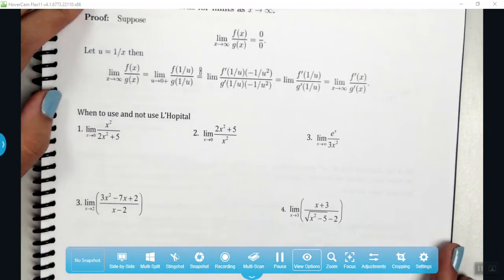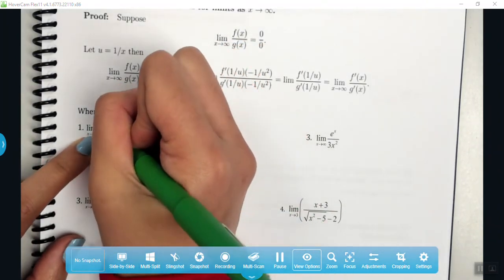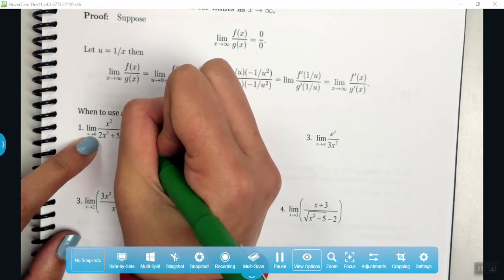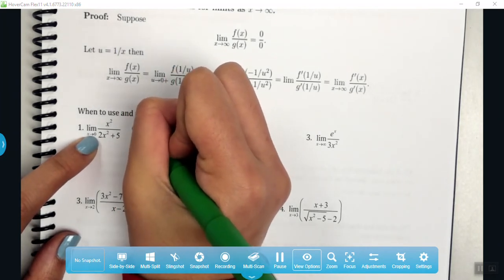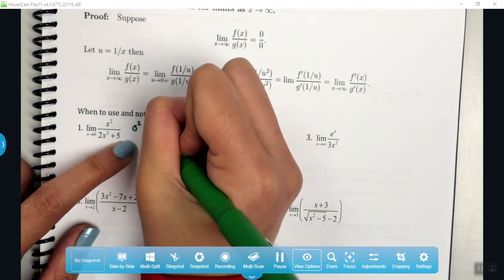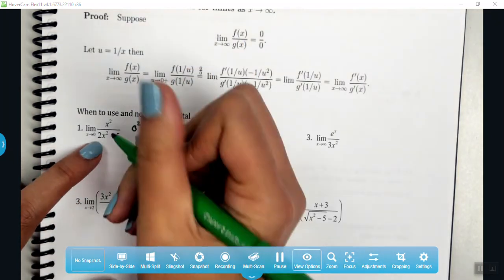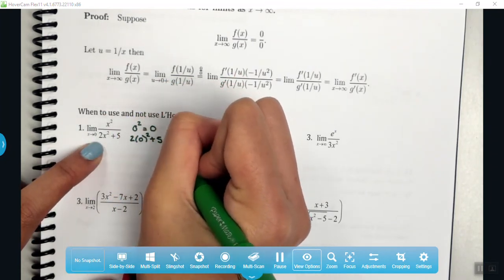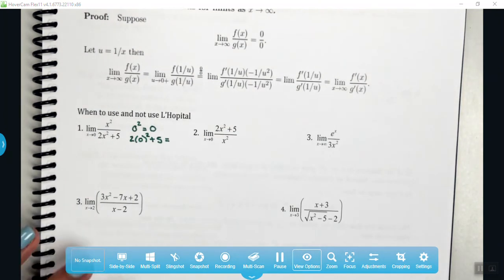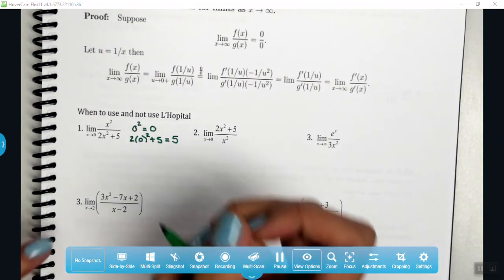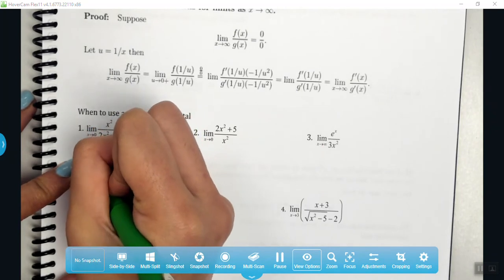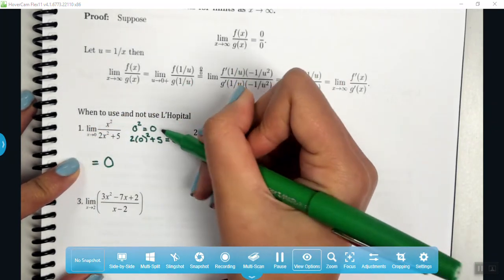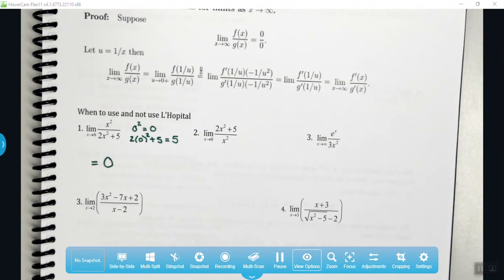Okay, so let's do a couple examples. For when we're doing these, the first thing I want you to do is plug in 0 squared. And what's 0 squared? No, not 1. 0. And then 2 times 0 squared plus 5. What does that equal? 5. So do you get 0 over 0? No, we don't do L'Hopital's. And what does this limit equal? Yeah, 0, because 0 divided by 5 is 0. So we don't use L'Hopital's for this one.